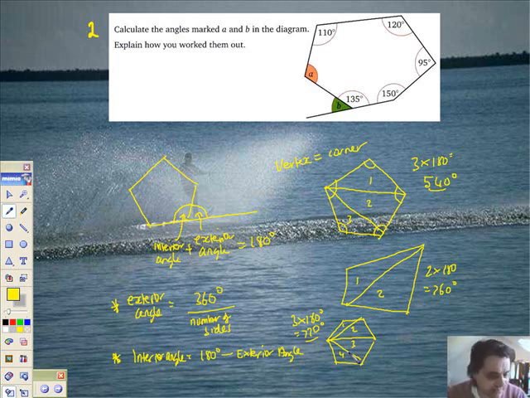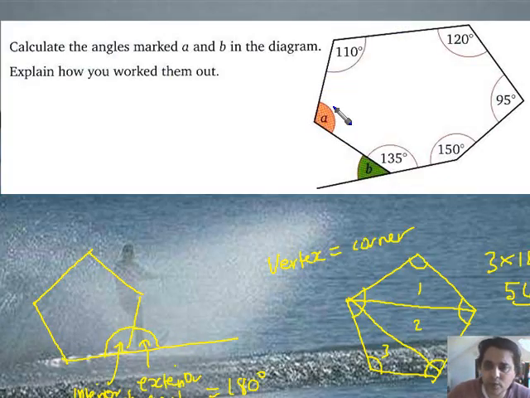I think I've said enough. Let's actually do a question. Question 2. Calculate the angles marked A and B in the diagram and explain how you work them out. Okay, I think I will. Well, what have I got here?